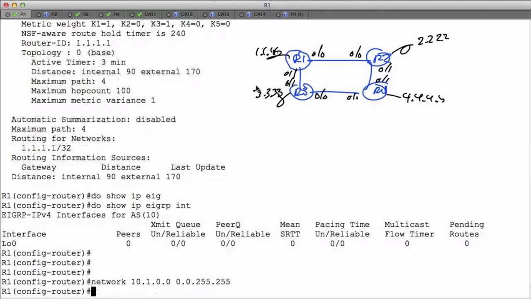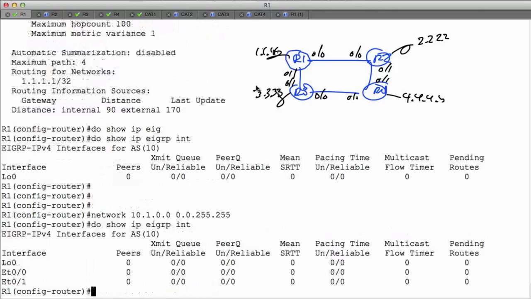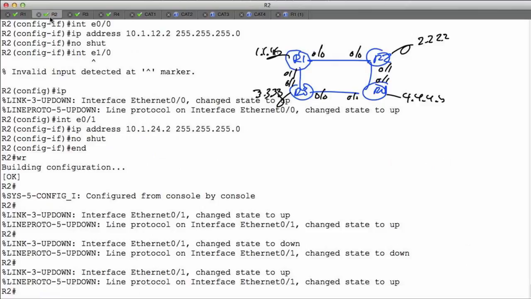I can verify that, again, with a single show command, show ip eigrp interface. Now I see Ethernet 0/0 and 0/1 are participating in EIGRP. Let's go through and do the rest of the configuration on R2, R3, and R4.